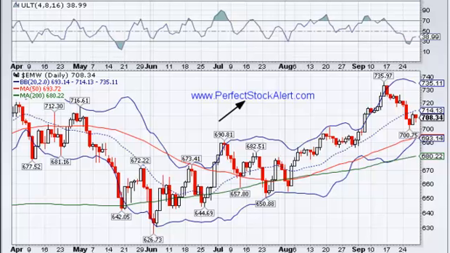Again, I will have this on the website over the weekend, and I will mark it, actually indicating that I would be a buyer here with the stop set off of this low right here for now. A very bullish chart.